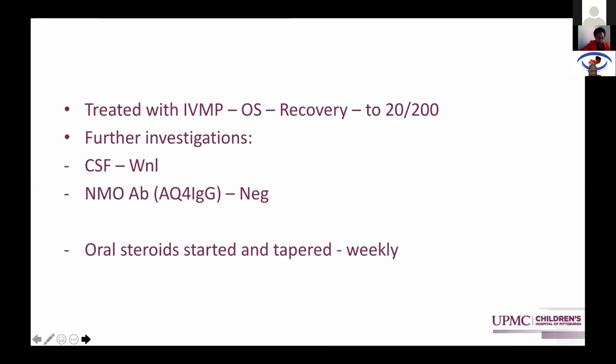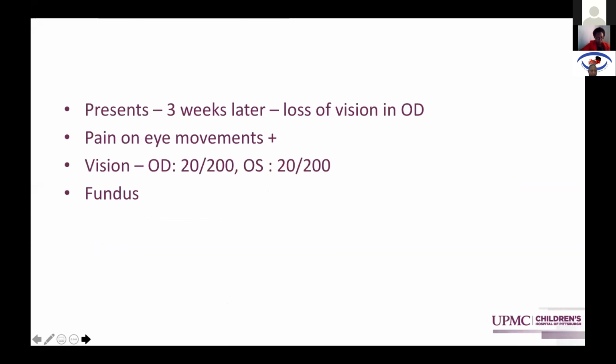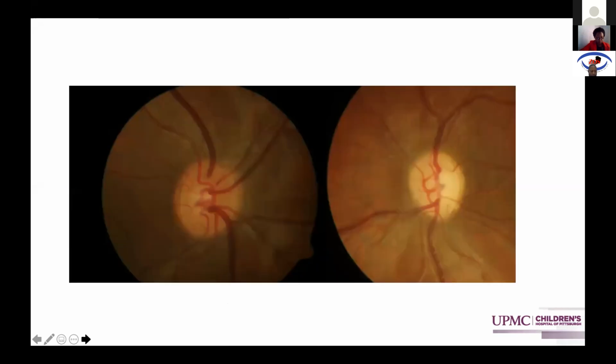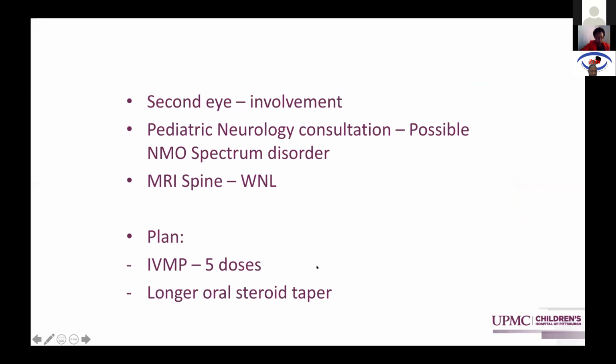He was treated with IVMP with partial recovery to 20/200. The CSF was normal, the NMO antibody was negative. He was started on oral steroids, but he presented 3 weeks later, now with loss of vision in his right eye. Vision was 20/200 in both eyes. This is his fundus. You see here it's almost normal in the right eye, mild pallor on the left. So this is now second eye involvement. We consulted our neurology colleagues and thought, given the large segment involvement of the optic nerve, this could possibly be NMO spectrum. An MRI spine was done at this point, which was normal.